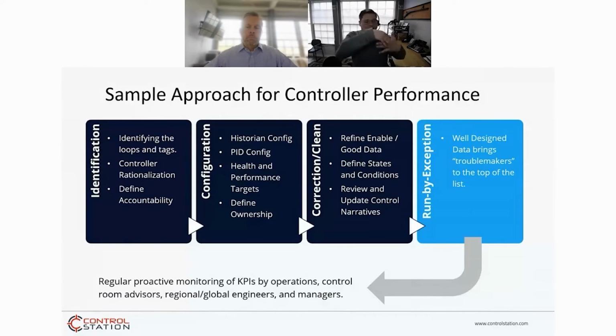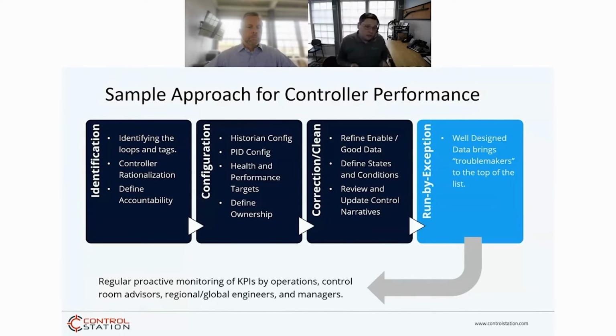You have to identify, what are the loops? How many controllers does my site have? Are there controllers that are not in use? You have to do this kind of rationalization aspect of it. You have to define the accountability. Who is actually accountable for this? Who cares whether the OCE is high or low or the health is high or low, right?